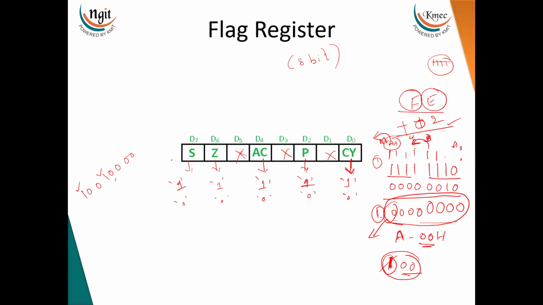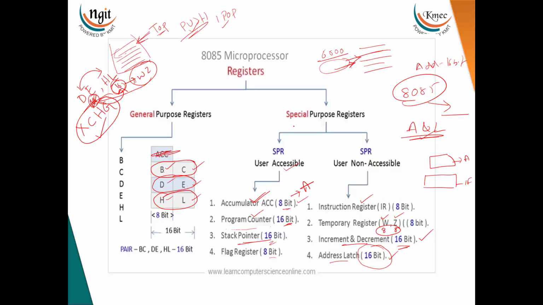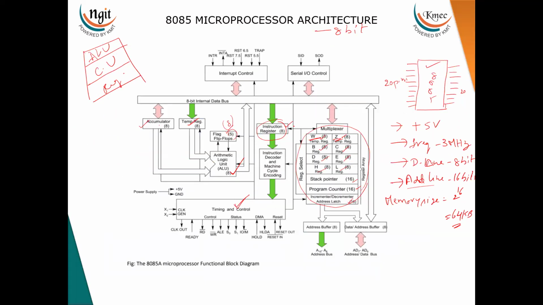So this is about the flag register. Now the remaining blocks, like interrupts, serial IO, and timing and control, we will discuss in the next lecture. With this we will end the 8085 microprocessor registers.